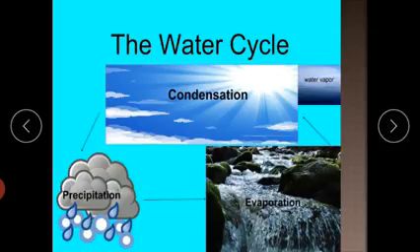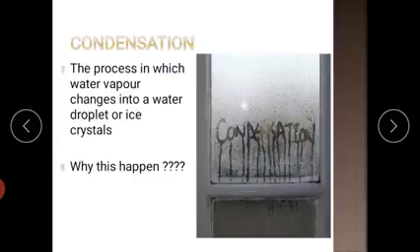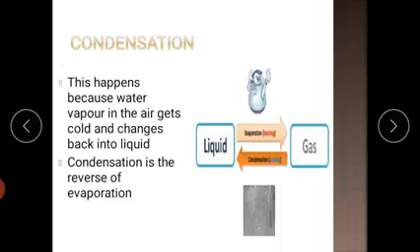So now the second step is condensation. Condensation is the procedure in which water vapors change into water droplets or ice crystals. When these water vapors change into water droplets or ice crystals, we say that it is condensation. Why does this happen, that again the water vapors convert into water droplets? What is the reason? Do you know? So now I will tell you the reason: when the water vapors go up in the air, they get cold and then they change back into the liquid state.